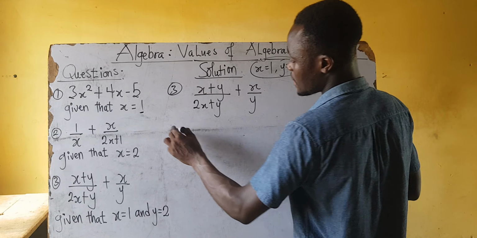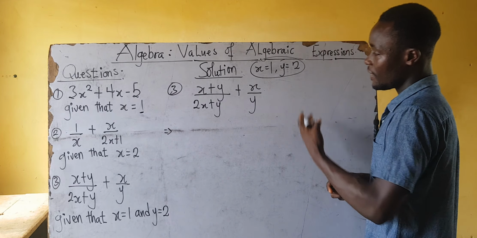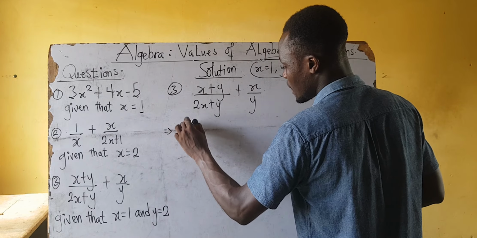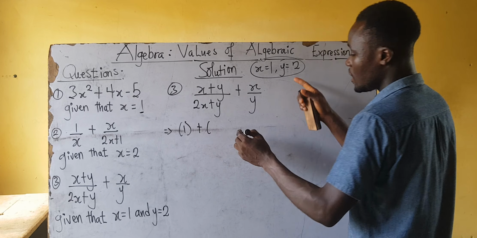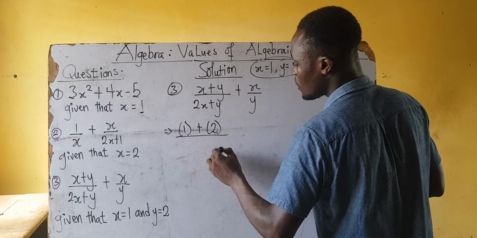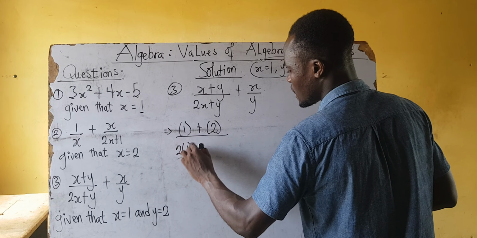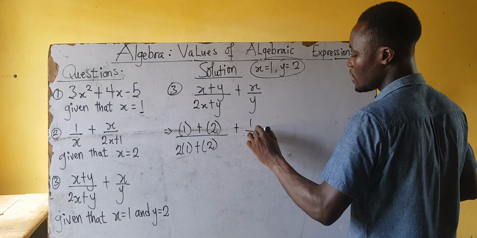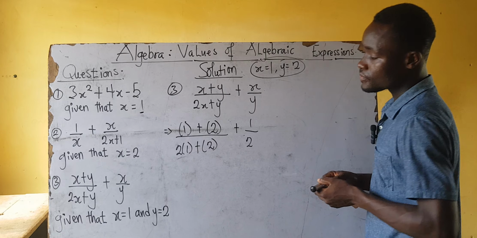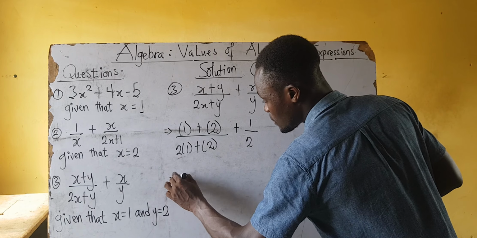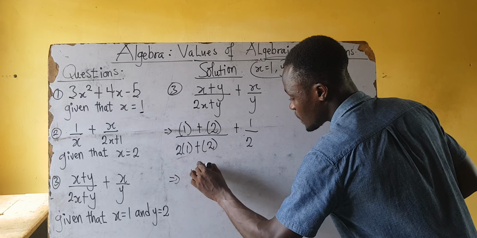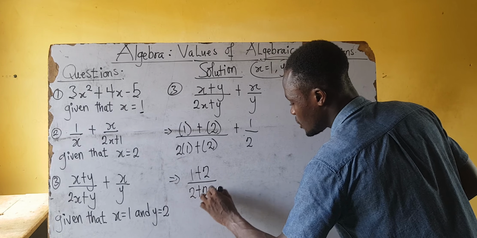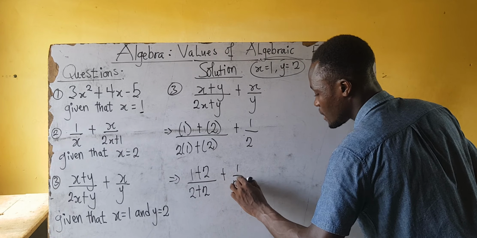Very good. So let's start by substituting the value of x and the corresponding value of what? Y. Now x here is 1. So I'll open a bracket, write my 1 plus y here is 2 all over 2 times x is 1 plus y, which is 2, plus x is 1 all over y, which is 2. Are you following? Okay, so when we get to this side here, we are getting 1 plus 2 all over 2 times 1 is 2 plus 2. Now plus our 1 over 2.